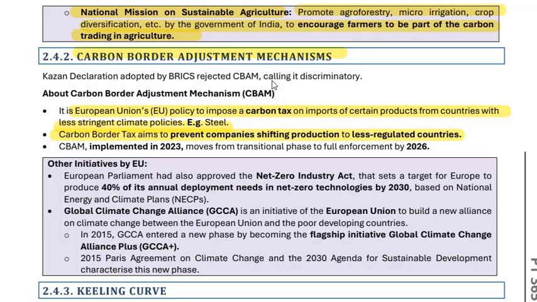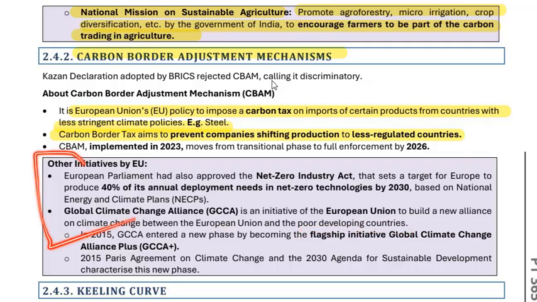Got it? Here the other initiatives are also mentioned by the EU. The European Parliament had also approved the Net Zero Industry Act that sets the target for Europe to produce 40% of its annual deployment needs in net zero technology by 2030 based on the national energy and climate plans. Next is the Global Climate Change Alliance. It is an initiative of the European Union to build a new alliance on climate change between the European Union and the poor developing countries.